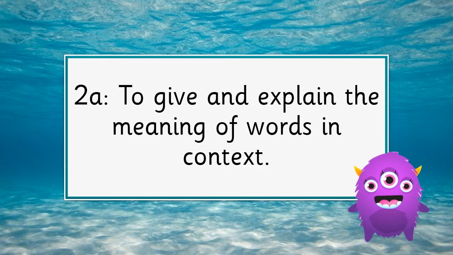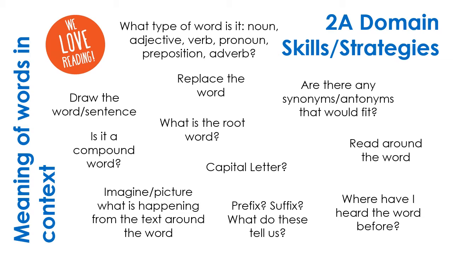2A, so we're looking at this objective to give and explain the meaning of words in context. And our obvious monster is mana. So to be able to achieve our objective to give and explain the meaning of words in context, we're going to be looking at what the word is, reading around the word, thinking about words that are similar in meaning and words that are opposite in meaning, and would they fit in that sentence? Would they fit the context that we are looking at?